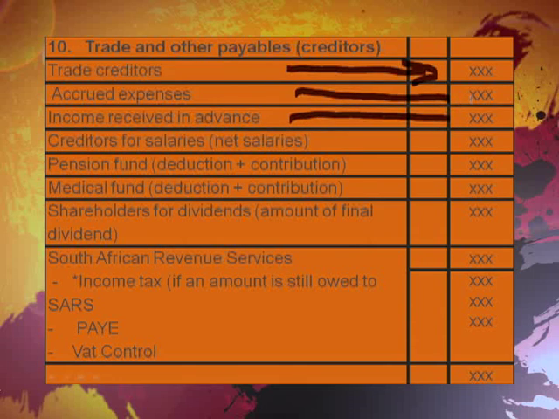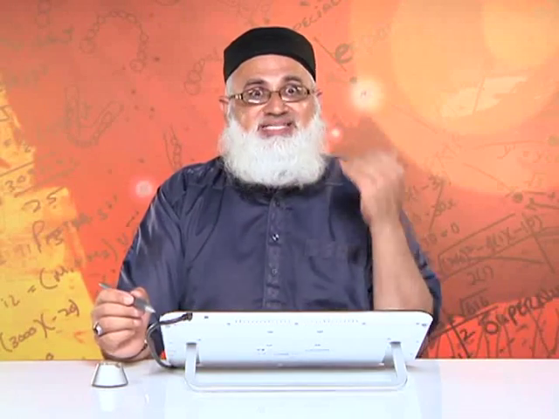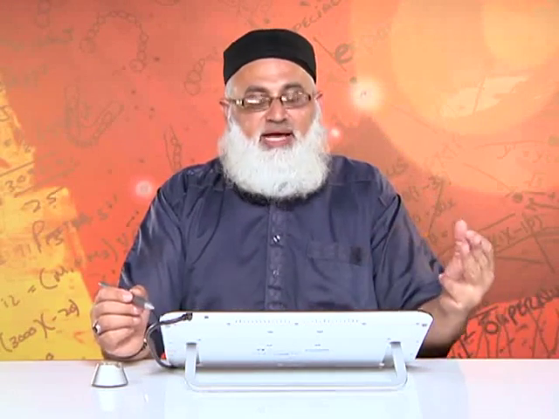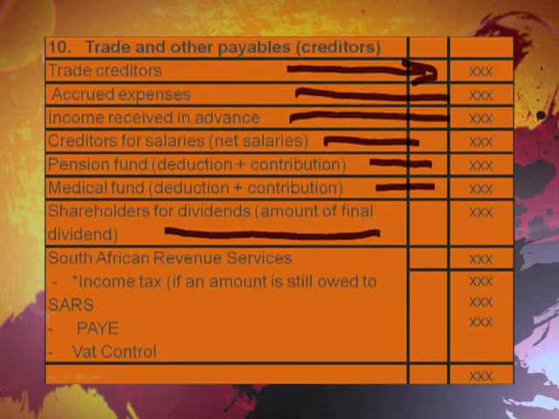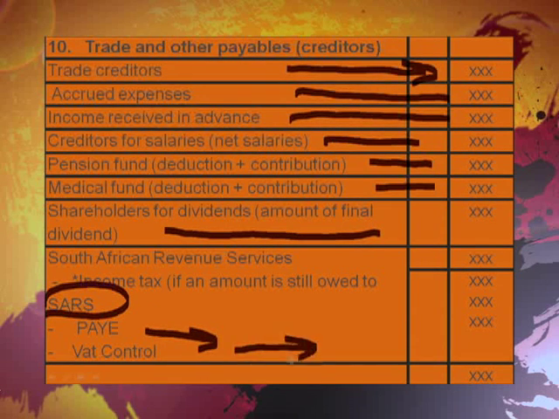Income received in advance, also called deferred income. You've seen it before. Creditors for salaries, you've dealt with it. Pension fund, you've dealt with. Medical aid fund. Now this one is new. Shareholders for dividends, right? That's the final amount that you declared at the end of the year. Then your SARS. Your SARS is a breakdown now of income tax. If it has a credit balance, SARS. PAYE, you've dealt with, and VAT, you will deal with later on in the year.